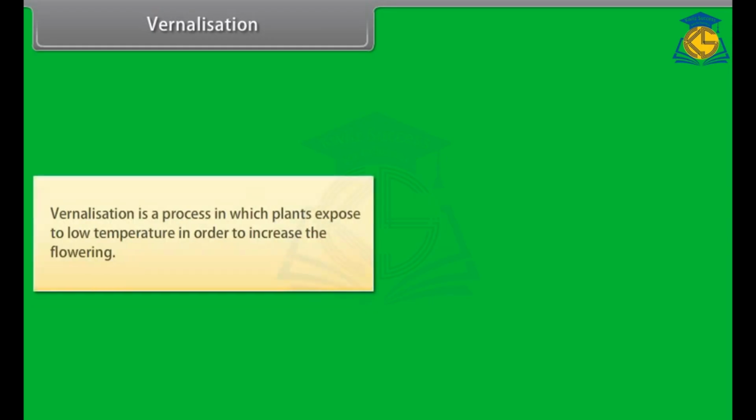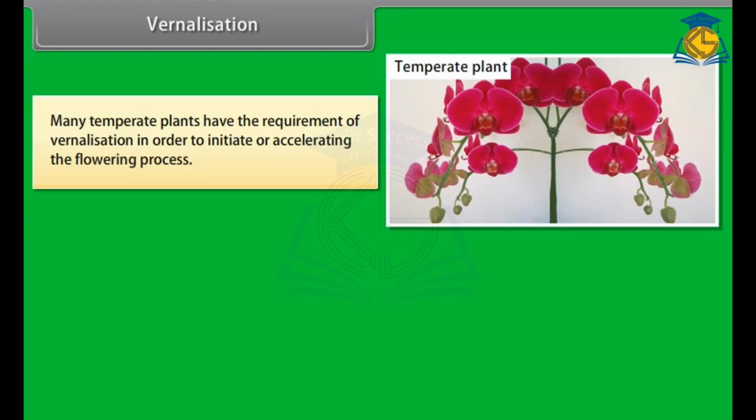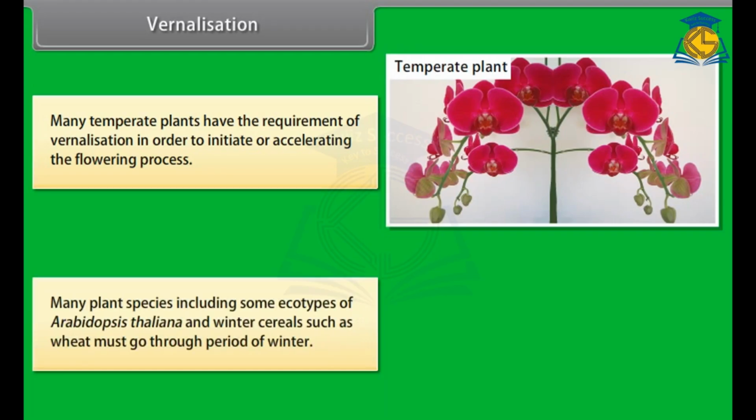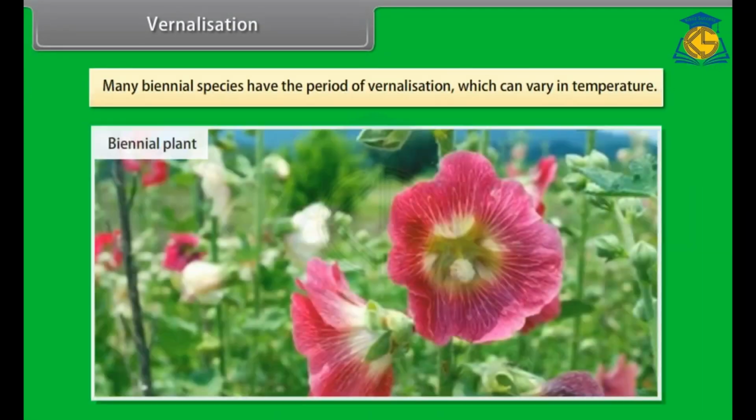Vernalization. Vernalization is a process in which plants are exposed to low temperature in order to increase the flowering. Many temperate plants have the requirement of vernalization in order to initiate or accelerate the flowering process. Many plant species, including some ecotypes of Arabidopsis thaliana and winter cereals such as wheat, must go through a period of winter. Many biennial species have the period of vernalization, which can vary in temperature.